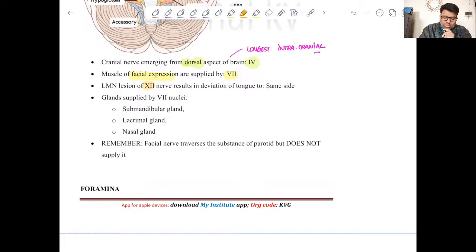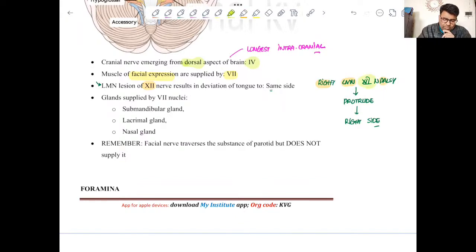Now hypoglossal nerve, if it is paralyzed, especially lower motor neuron lesion, the tongue will deviate to the same side. Means if there is right lower motor neuron 12th nerve palsy, and you tell the patient to protrude the tongue, it will deviate to right side. So you can see easily that this is a right lower motor neuron 12th nerve palsy.